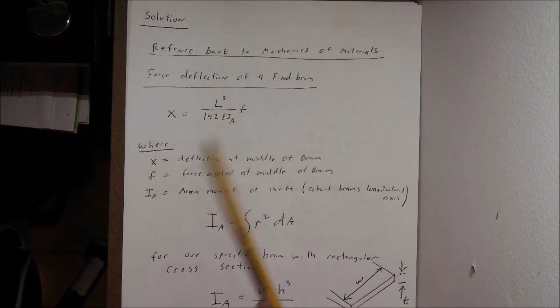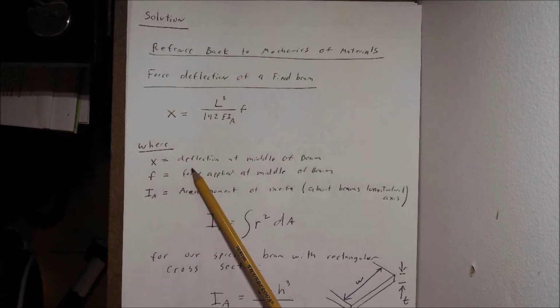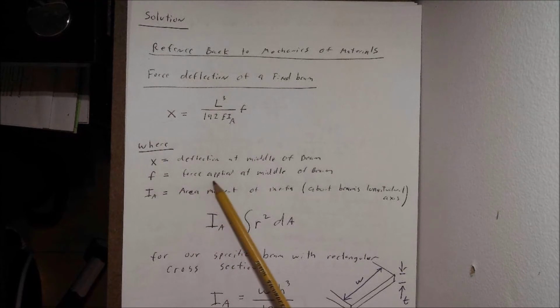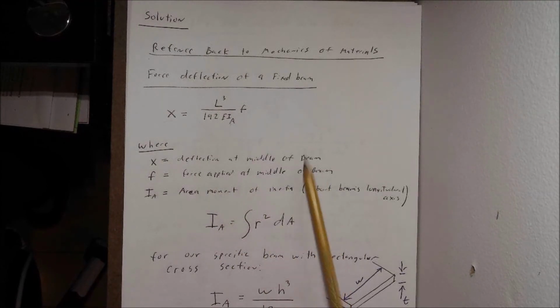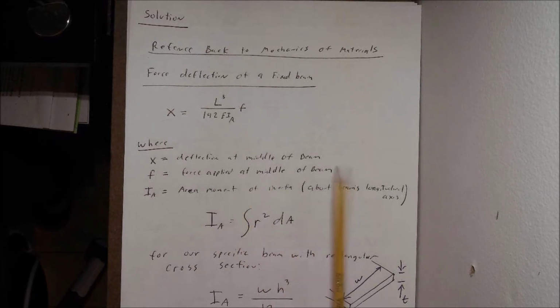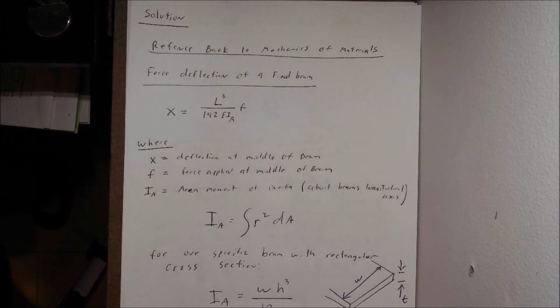This is one of the main reasons I wanted to go through this, to stress that point. So in our case, X is the deflection at the middle of the beam. There's our deflection at the middle of the beam right there. F is the applied force at the middle of the beam. There's our F there. And our I sub A is the moment of inertia about the beam's longitudinal axis. And L is our total length of the beam.